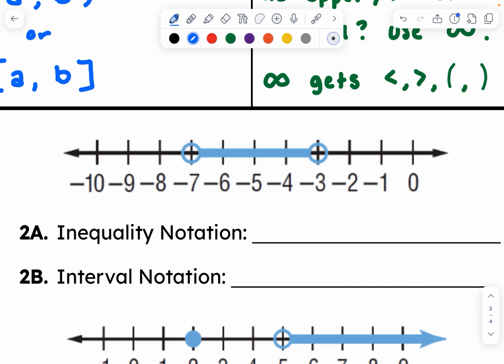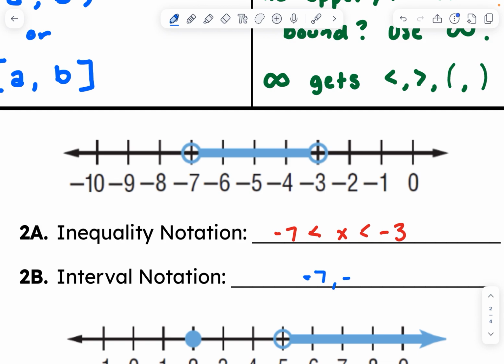In terms of inequality notation, I would represent this by saying -7 must be less than x, which must be less than -3. For interval notation, I would again separate my two numbers using a comma, and then I would put just curved parentheses on either side.